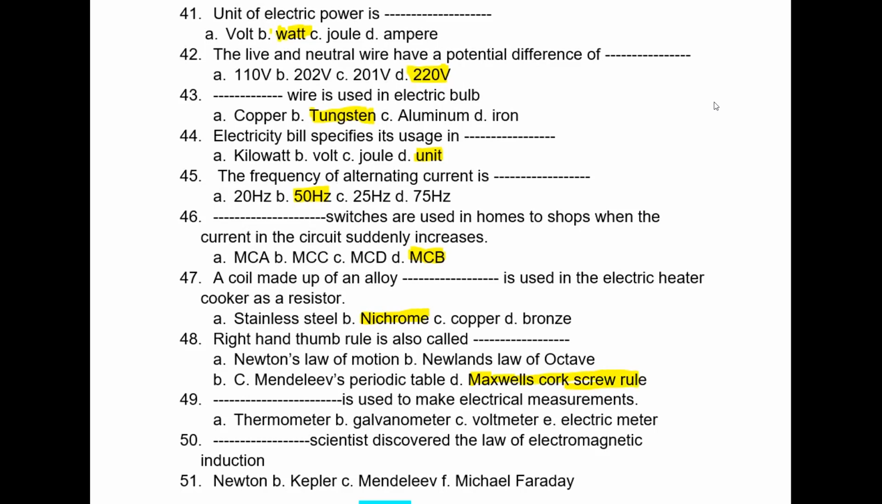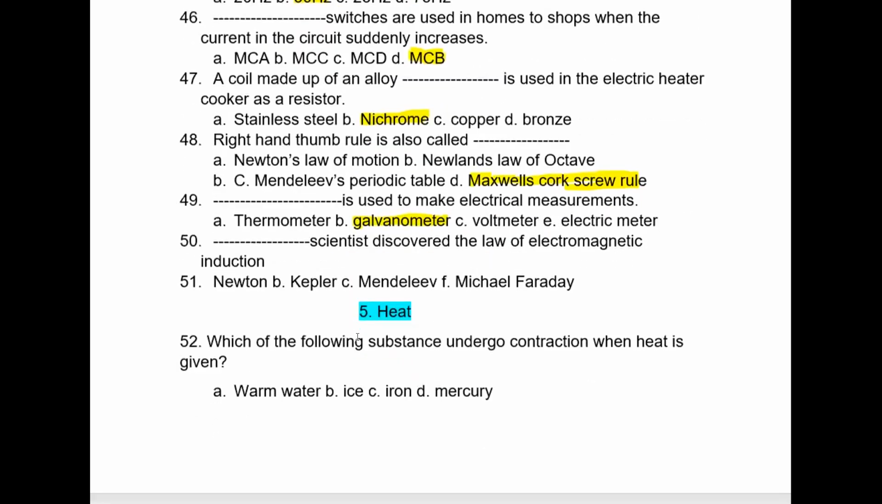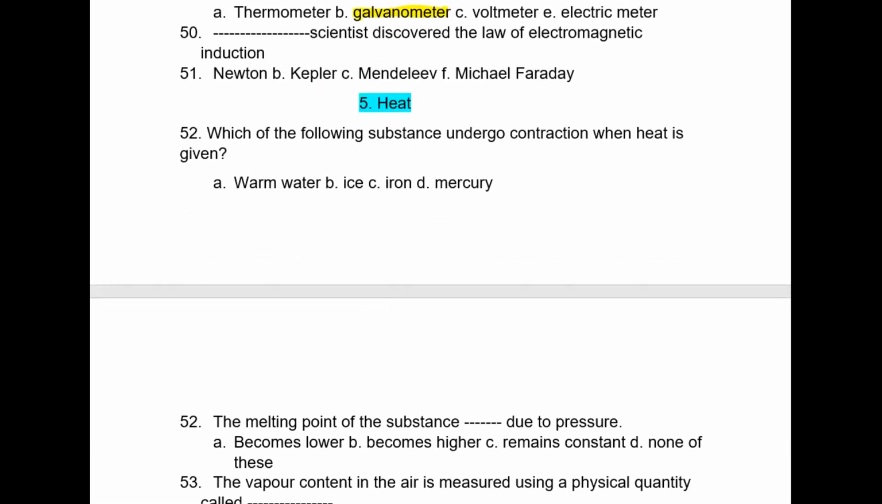Next question 49. Dash is used to make electrical measurements. Thermometer, galvanometer, voltmeter, electric meter. Galvanometer is used to make electrical measurement. Next question is, dash scientist discovered the law of electromagnetic induction. Options are Newton, Kepler, Mendeleev, Michael Faraday. We know that electromagnetic induction was discovered by Michael Faraday.